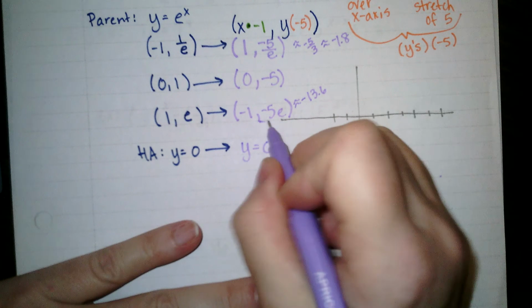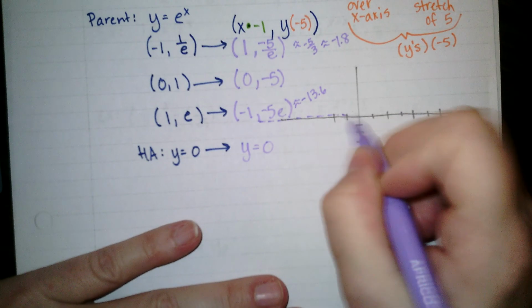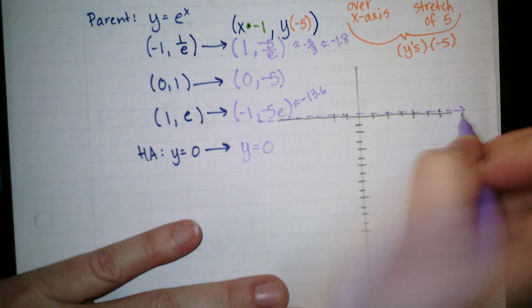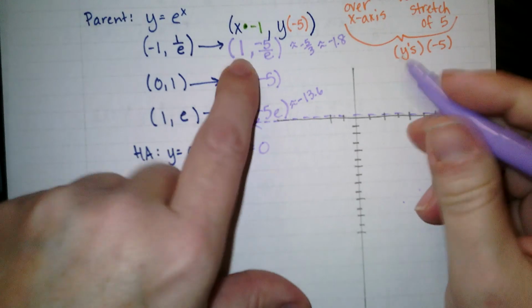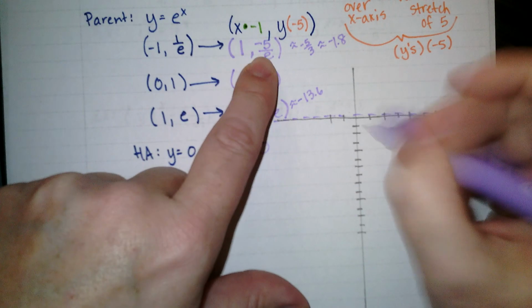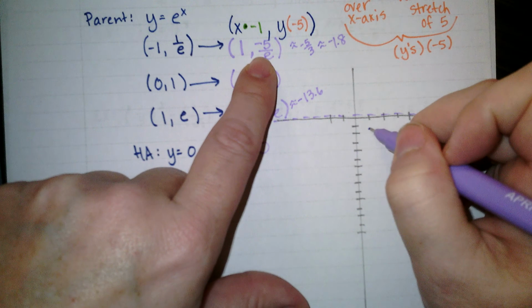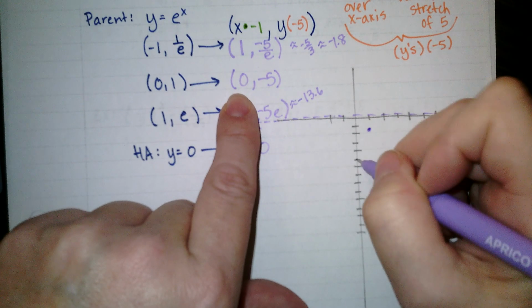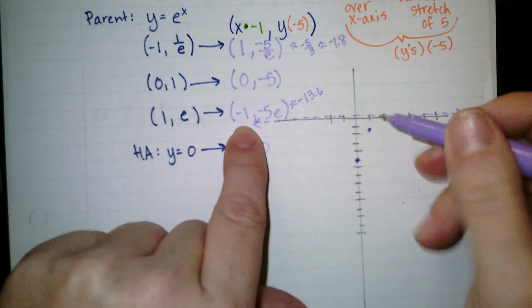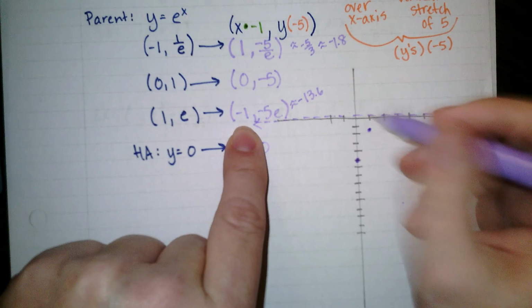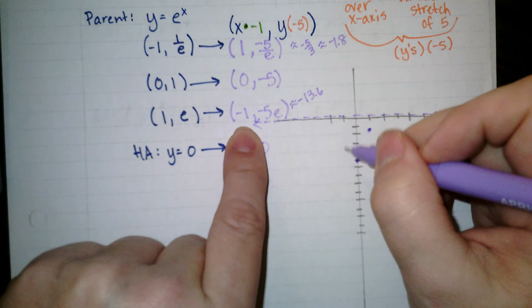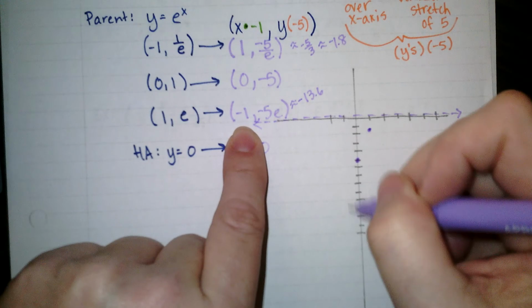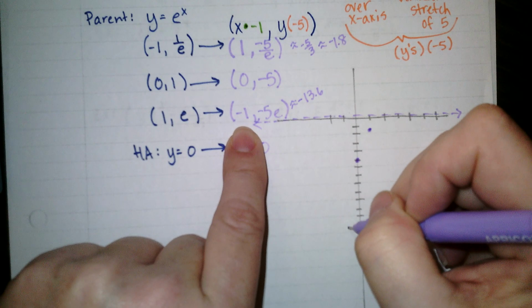I'm going to start with my horizontal asymptote at y equals 0, and then my ordered pairs. So 1, negative 1.8, 0, negative 5, and negative 1, negative 13.6. 2, 4, 6, 8, 10, 12, 13.6.